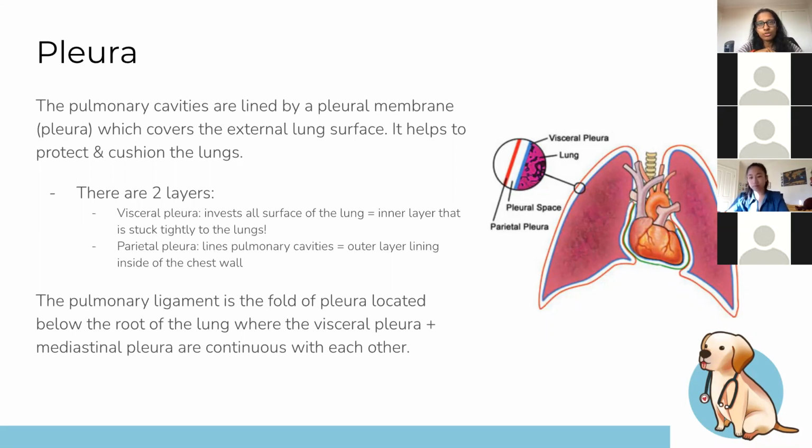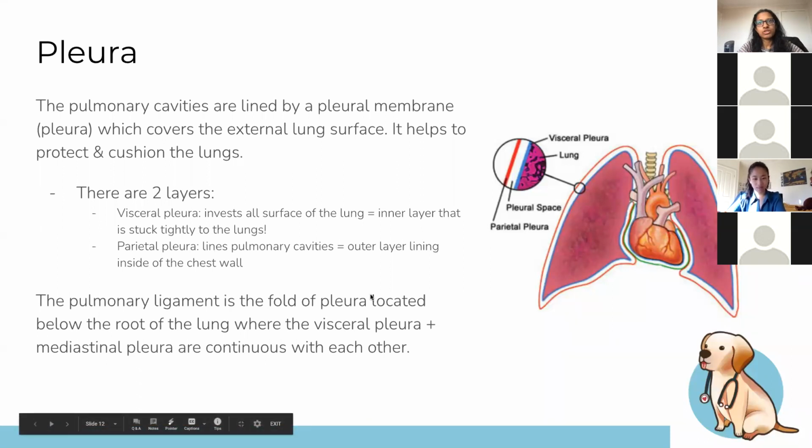The visceral pleura is basically that inner layer that invests all surfaces of your lung. It's stuck so tightly that you can't peel it off or separate it from your lung. It's essentially like a second skin on your lung. You've also got your parietal pleura, which lines your pulmonary cavities. This is your outer layer that lines the inside of the chest wall. Both your visceral and parietal pleura become continuous at the hilum of your lung. And yeah, that's pretty much it.